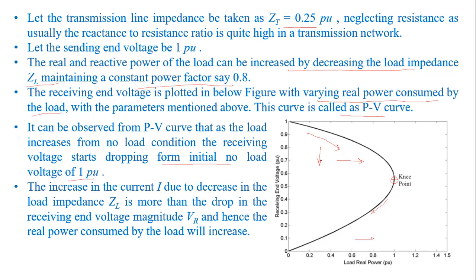So in this region, from the beginning, from Vr equal to 1 per unit to this knee point, the increase in current I due to the decrease in the load impedance Zl is more than the drop in the receiving end voltage.